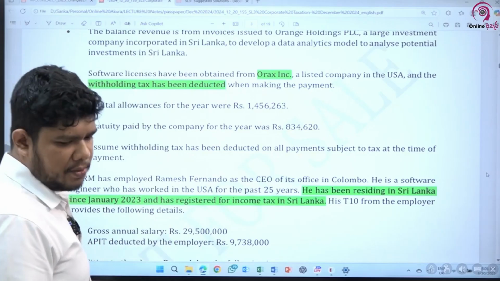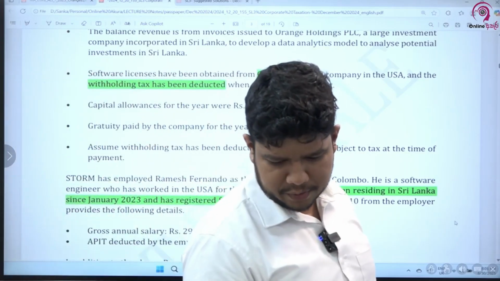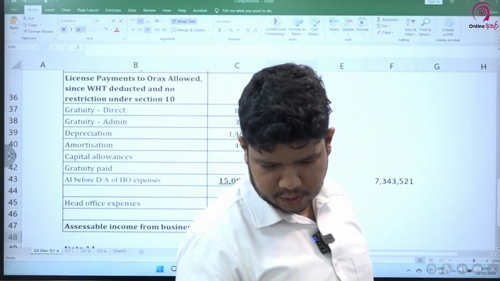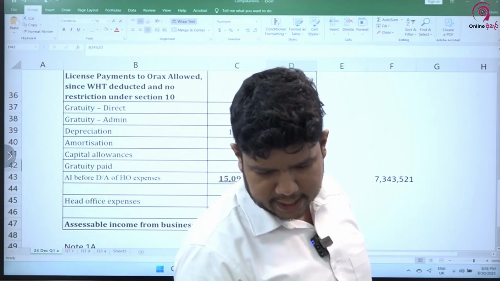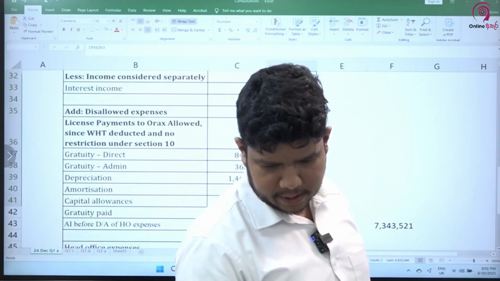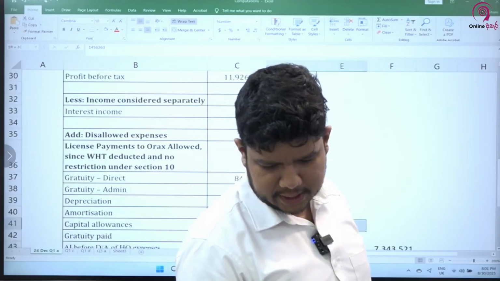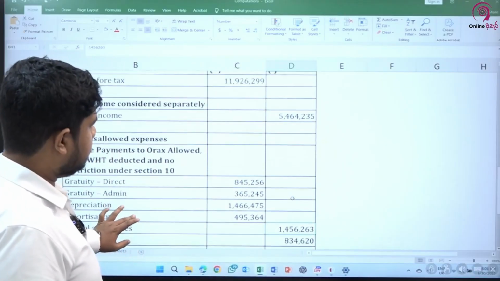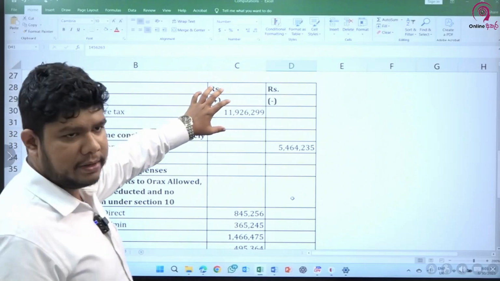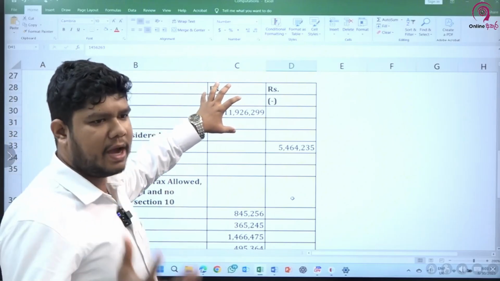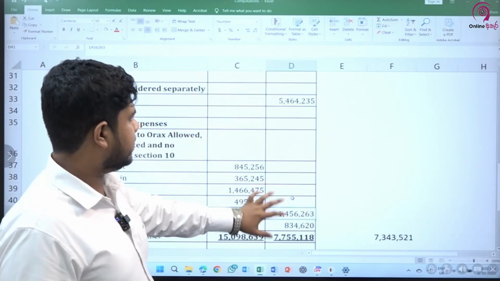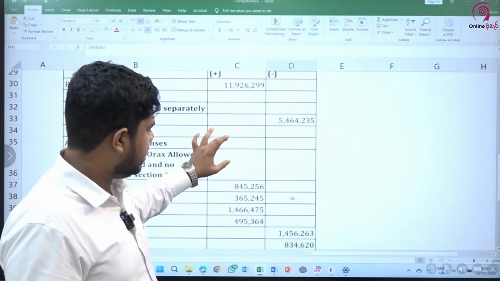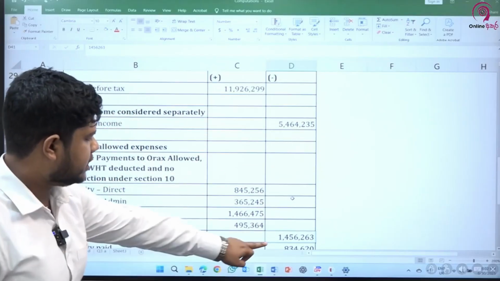So in our question, that needs to be remembered, and let's see what the capital allowance for the year is: 1.4 million, right? So we can allow it as a deduction. Now what happens is, students, in arriving at this profit, you haven't deducted any capital allowance. Now you go and deduct it, right? You go and deduct it here.